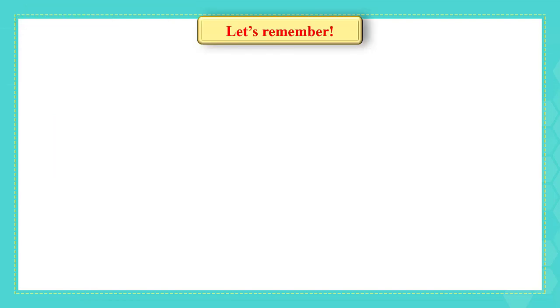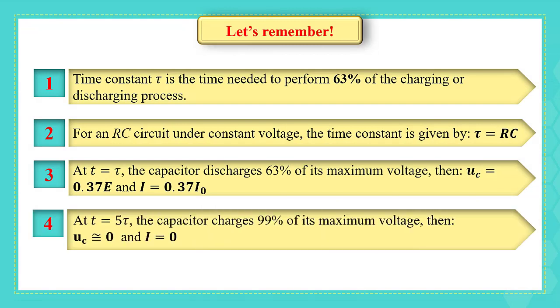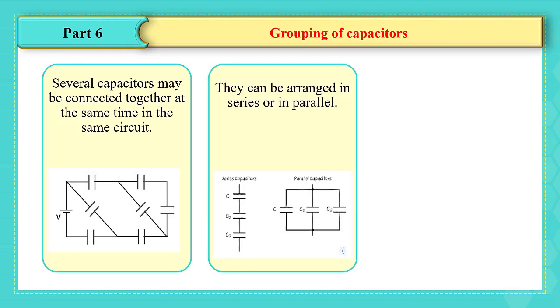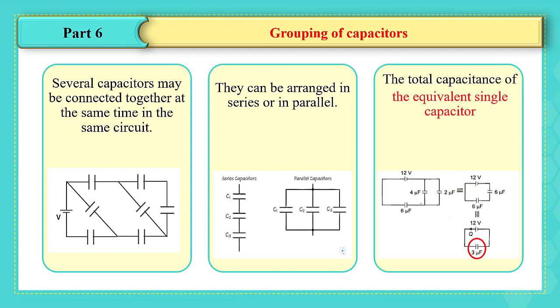Assalamu alaikum. In this video we are going to explain the last part of the lesson, which is about grouping of capacitors. In practical circuits, several capacitors may be connected together at the same time and in the same circuit. They can be arranged in series or in parallel. The total capacitance of the equivalent single capacitor thus formed depends on the arrangement of the capacitors.